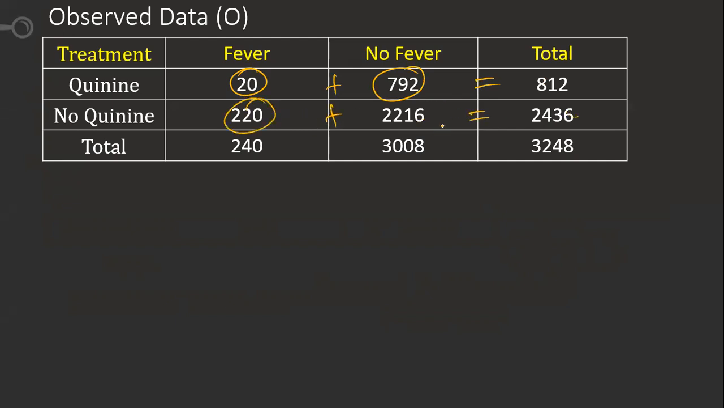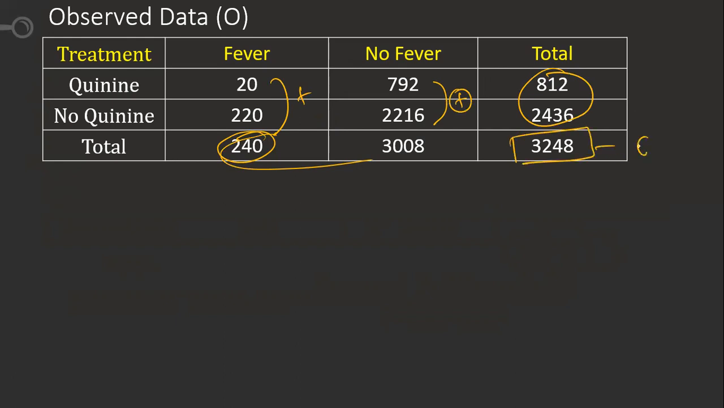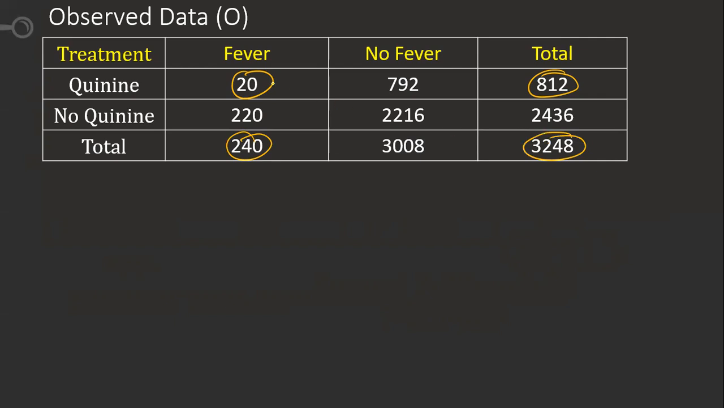After finishing this, you total these two and write it here. Now when you total these two and these two, that is the grand total here. I'll call this the grand total. Now this is the row total and grand total. Keep it in mind: for 20, the row total is 812, the column total is 240, and 3248 will be the grand total. This is called the observed value.